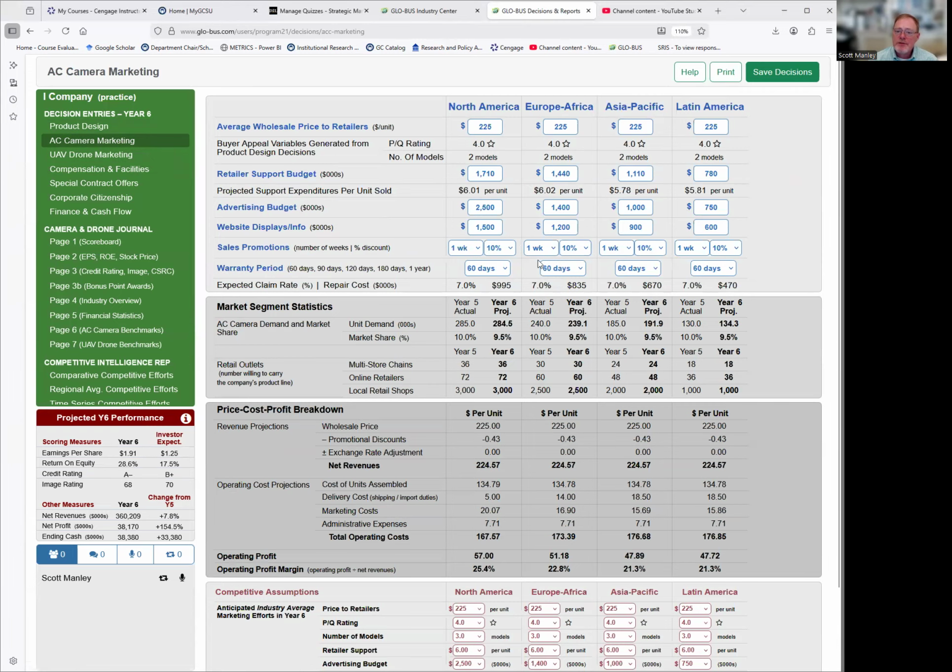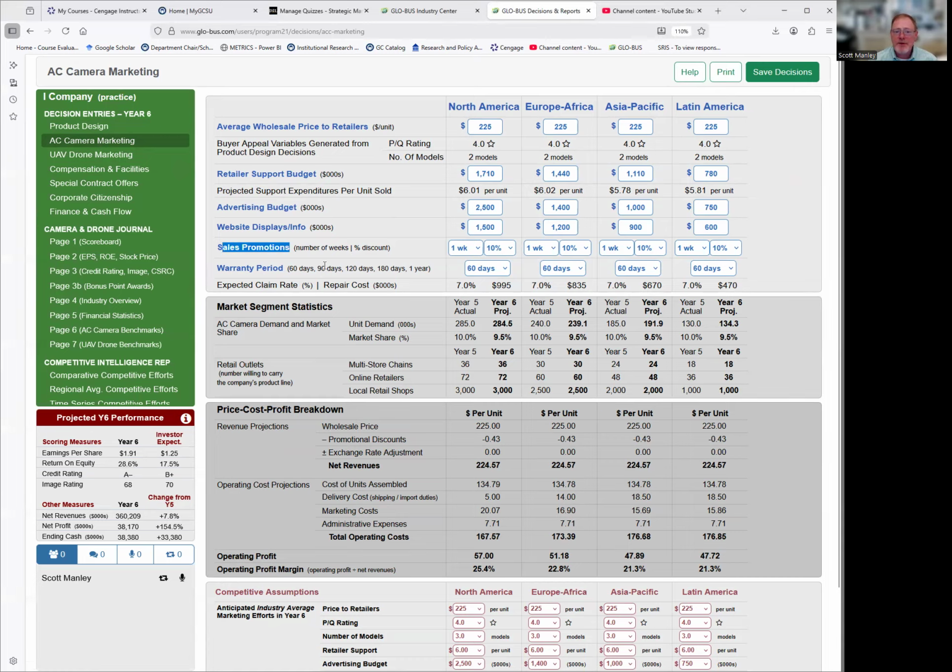So with costs of $134, my operating profit falls out to about 57 in North America and a low of about 47, 48 bucks in Latin America. Okay. My selling price is $225 each, but there are some promotional discounts that get calculated in for us. And those promo discounts cost us 43 cents per unit.